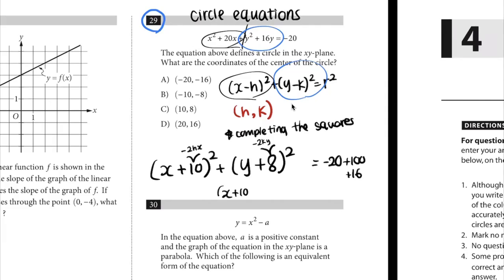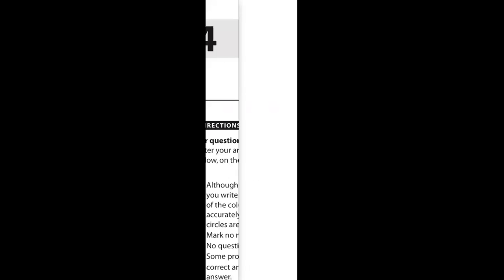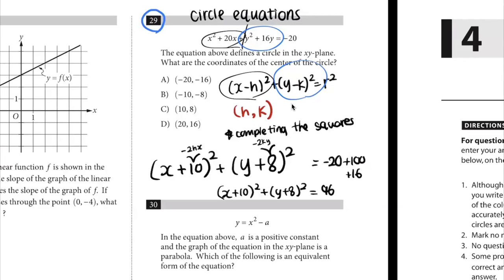And that will give us (x plus 10) squared plus (y plus 8) squared equals 96. I think that's right. Yep, wait, no, my bad. 144. I apologize. That was way off, wasn't it? Wait, hold on. Why is it 16? 64. Okay, that makes sense. 144. But in this case, you don't really need to know what this adds up to. It's not asking for the radius.